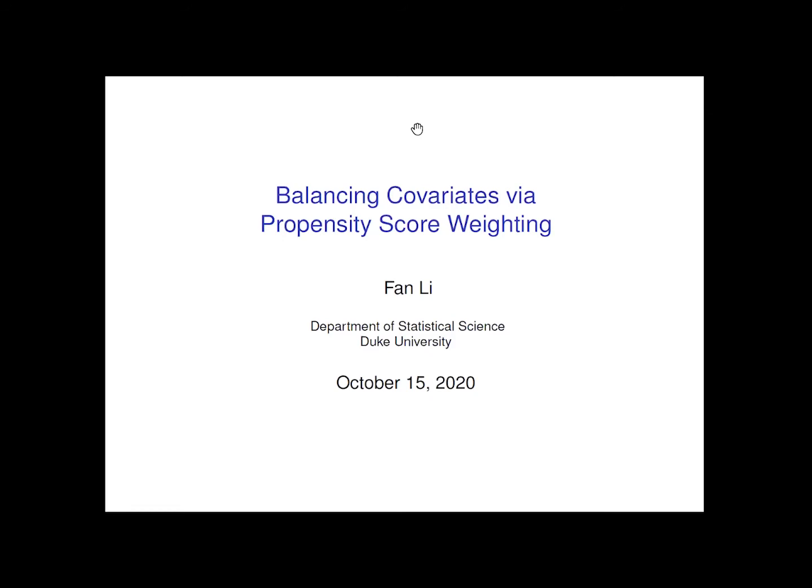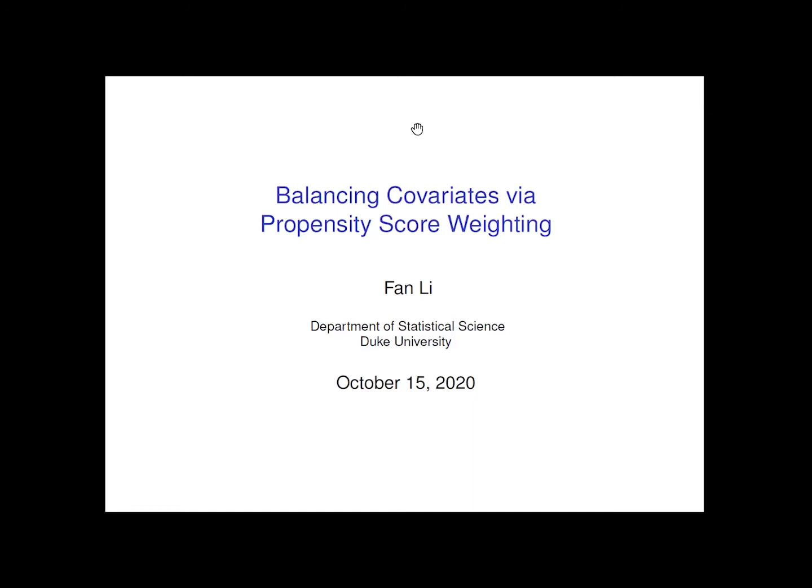So today, let me try to entertain you with a talk that I've given quite a few times now, and again, any comments and suggestions are welcome. The title is Balancing Covariates via Propensity Score Weighting. So it is pretty generic.